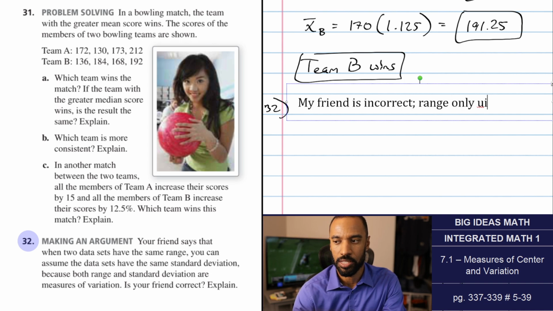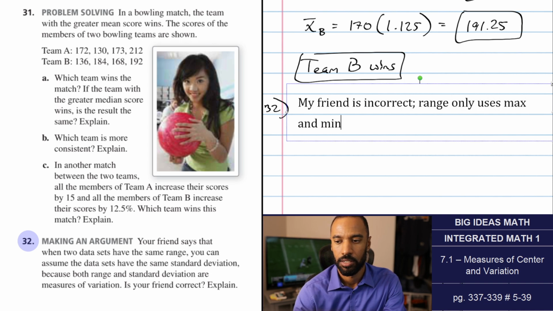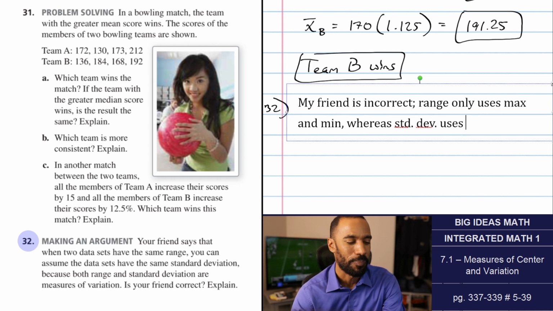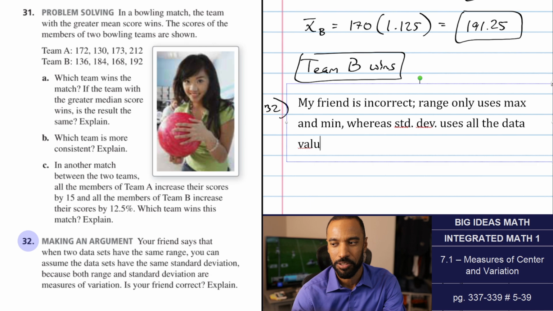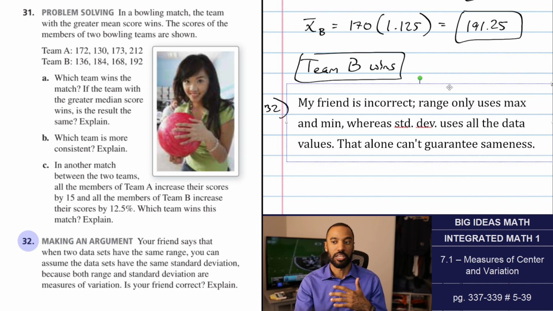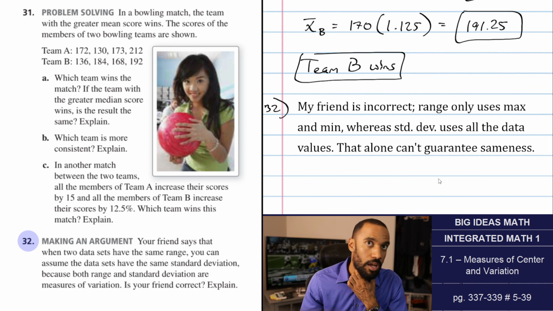Range only uses max and min, whereas standard deviation uses all the data values. That alone can't guarantee sameness, or can guarantee lack of sameness, basically.